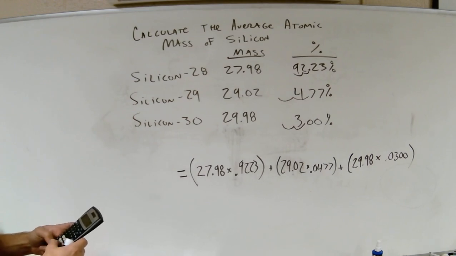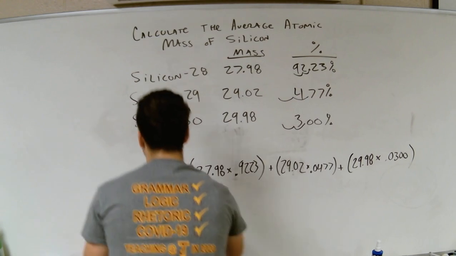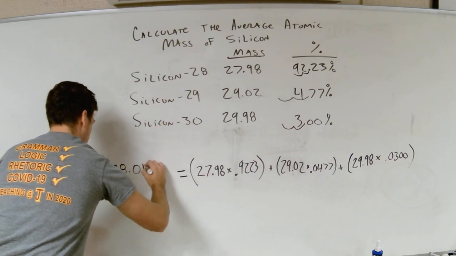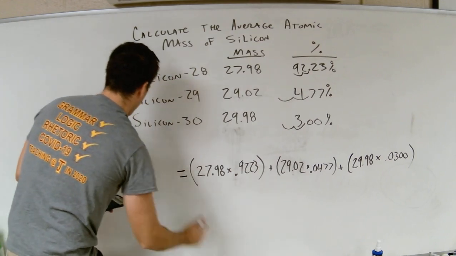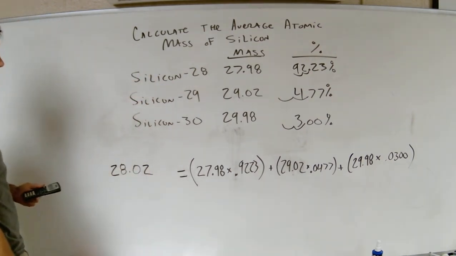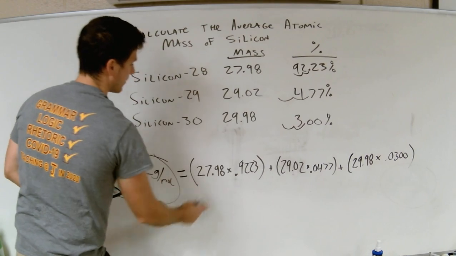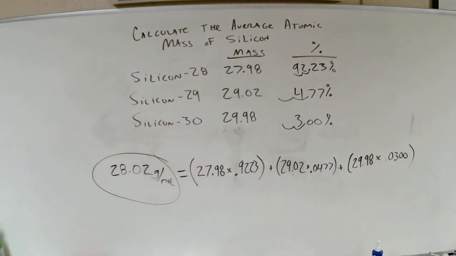So we go ahead and add all those up in the old calculator: 27.98 times 0.9223 plus 29.02 times 0.0477 plus 29.98 times 0.03, and you should get something around 28.02. Well, let's do significant figures. Grams per mole. We'll stay consistent with these 4 sig figs that we're having. That one has 3, that one has 3. We'll just stick with 4 for now, okay? That's specific enough, 28.02.